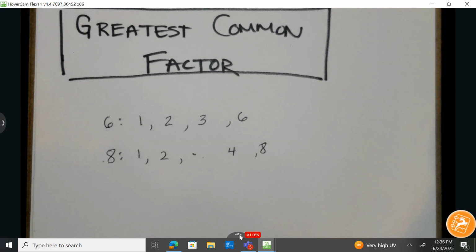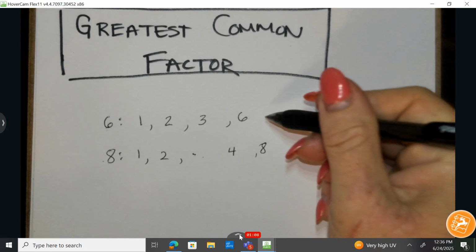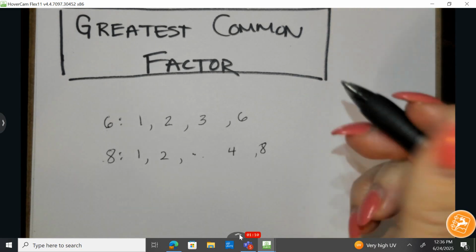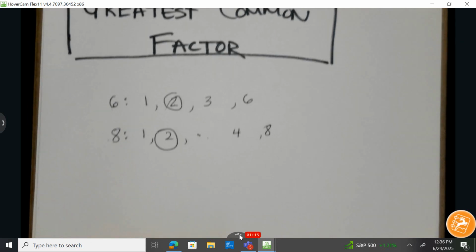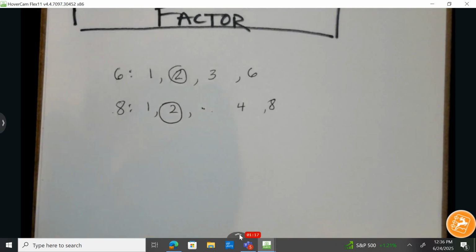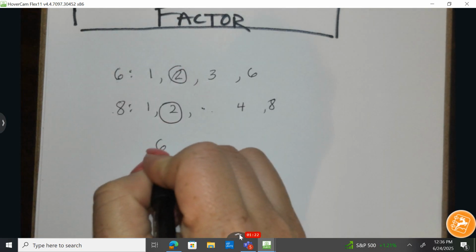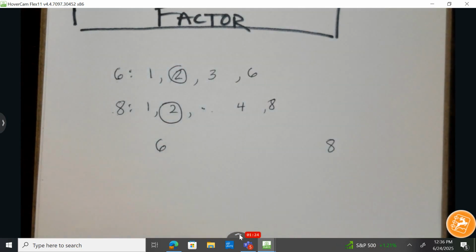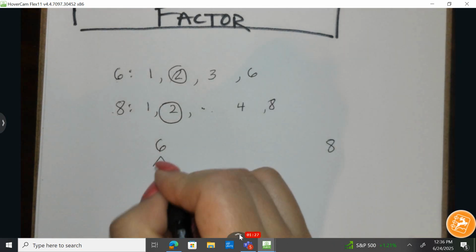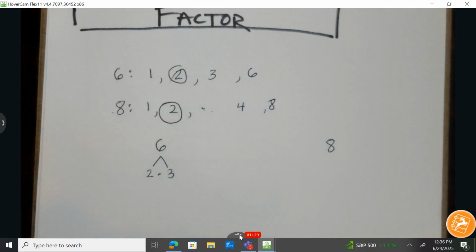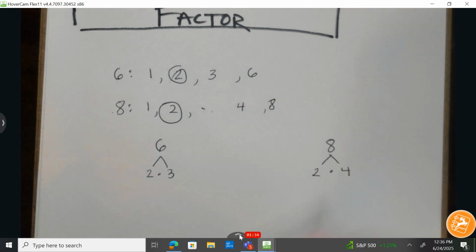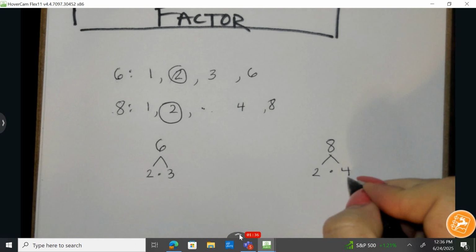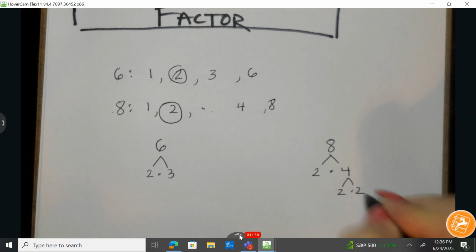I'm going to select the largest common number in both lists of factors. And in this case, that would be 2. There's also a way to do this, so I'm going to show you 2 methods. The second way is using a prime factorization tree. So I'm going to write down 6, and over here I'm going to write down 8. I know 2 times 3 is 6, and I know 2 times 4 is 8. Now 8 can also be broken down into 2 times 2.